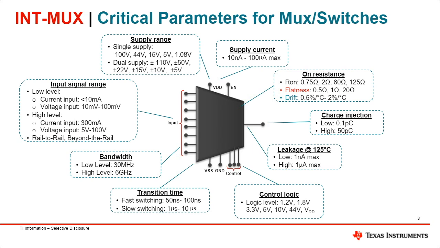We can start with supply range. This is the supply range of the multiplexer itself. As you can see, our devices can go from negative to positive 110 volts. We also have supply current and on resistance, also named R on. This is the internal resistance of the multiplexer: basically the resistance between an input pin and an output pin, the resistance through that path. There's also charge injection, leakage current, control logic, transition time, bandwidth, and the input signal.